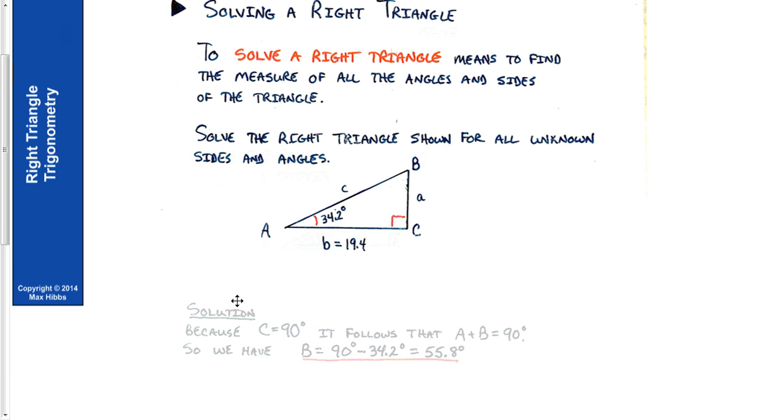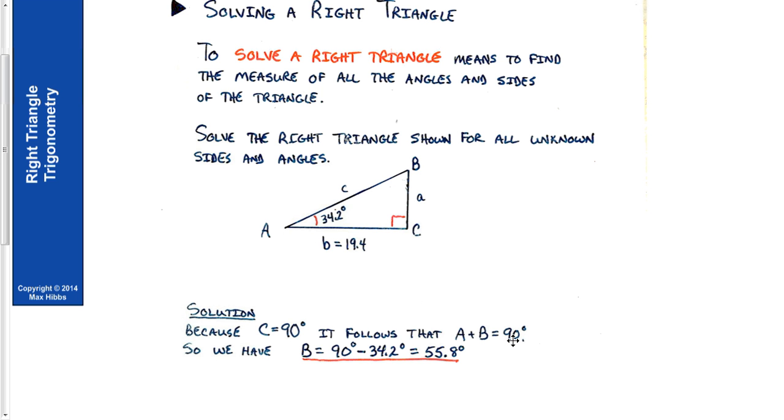Well, the first thing for us to do here is that we can easily calculate the angle B. What we know is when we add up the angles of any triangle, we get 180 degrees. And one of the angles, this angle C, is already 90 degrees. And so the other two angles have to add to the additional 90 degrees. So angle A plus angle B has to be 90 degrees.